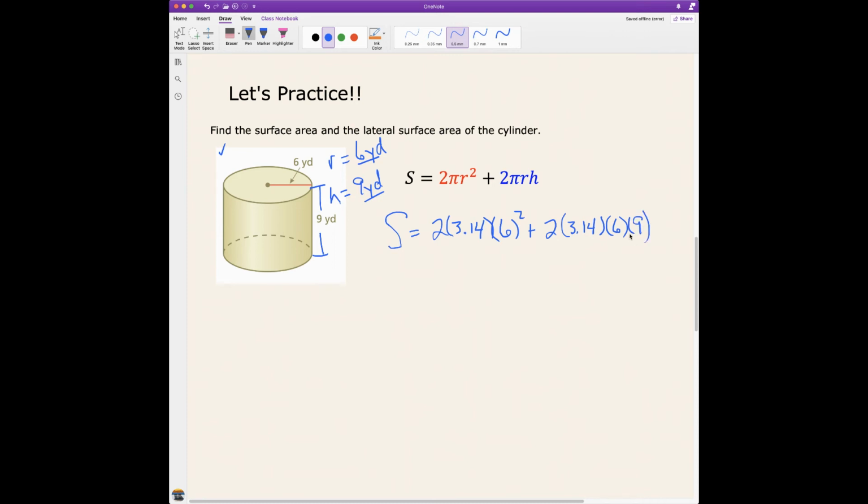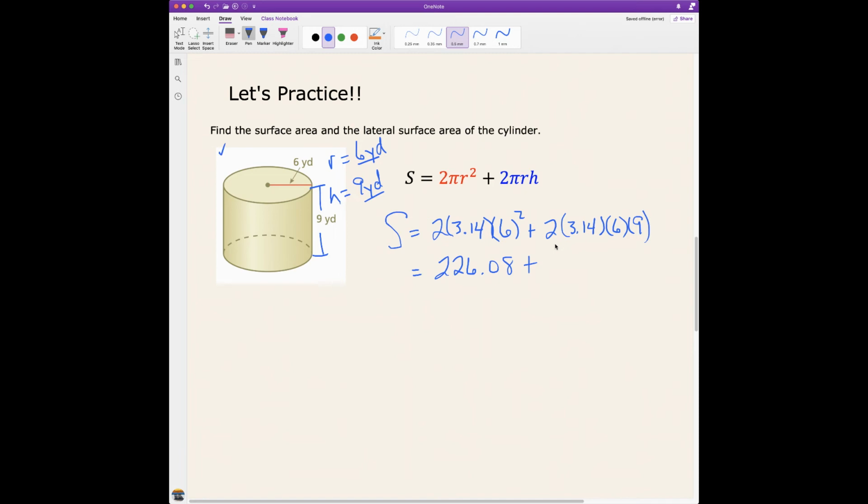Okay, so all we have to do now is just use our calculator. 2 times 3.14 times 6 squared. Well, 6 squared is 36. 36 times 2 is 72. And 72 times 3.14 is, if you put it in your calculator, you'll get 226.08. And that's yards squared.